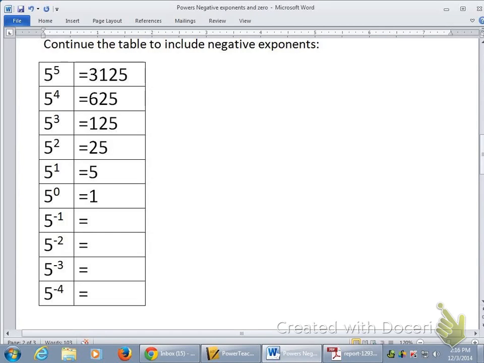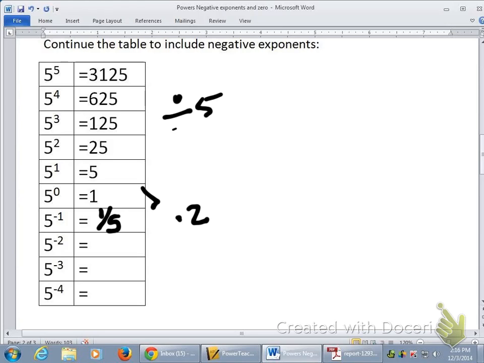Okay, we're going to use the same exact table and continue our pattern. This is the table we used from before. We're going to continue that pattern to find out what negative exponents do. So I already have most of the table filled out, and remember the pattern was to divide by 5. So I'm going to divide by 5. Now that gives me a 0.2, which I changed to a fraction, is 1/5.